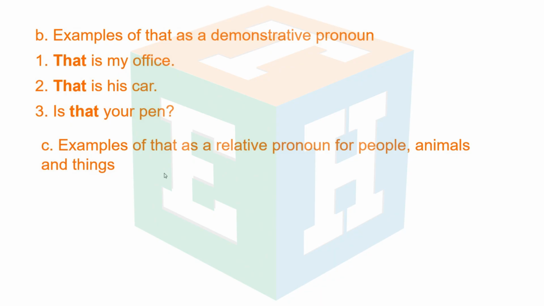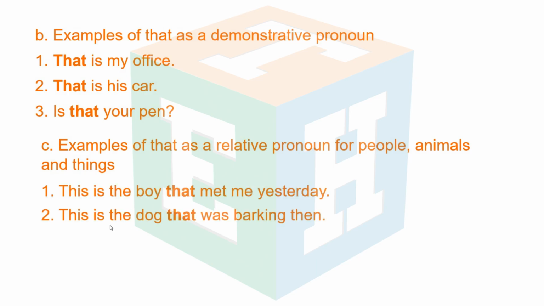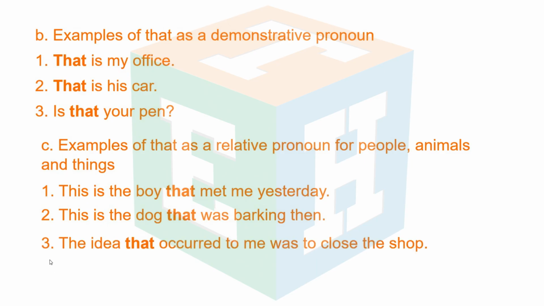C. Examples of that as a relative pronoun for people, animals, and things. 1. This is the boy that met me yesterday. 2. This is the dog that was barking then. 3. The idea that occurred to me was to close the shop.